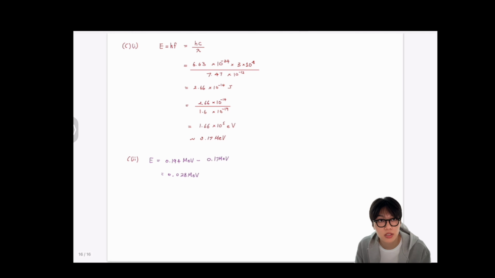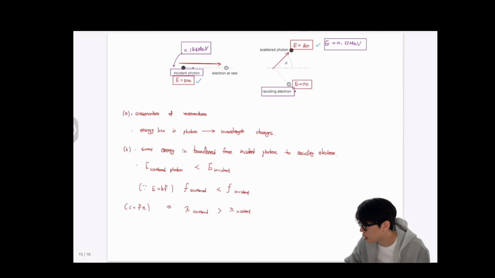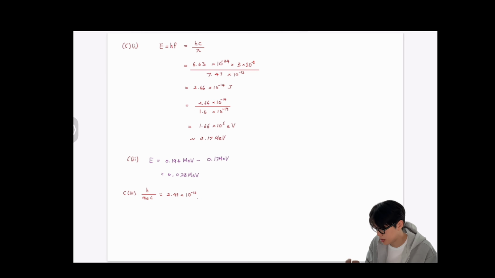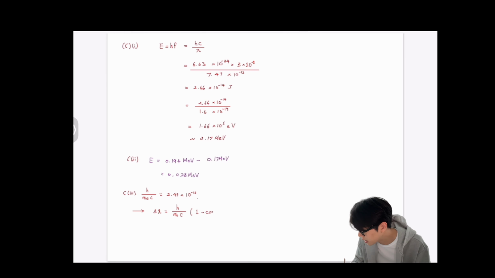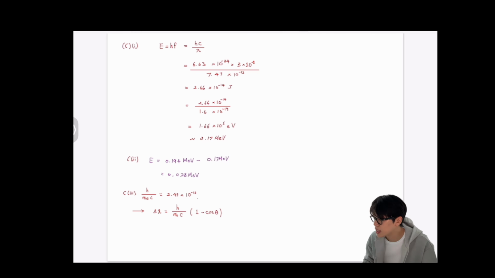Okay, lastly, we have question C3. They say for electron, h over m_e c is given as 2.43 times 10 to the negative 12. So that is given. They say determine the theta. Okay, they want to calculate the theta, which is this one here. So every time they ask for the angle, we have to think about this equation, which is given in the formula booklet. So that's delta lambda, the change in wavelength, is equal to h over m_e c times (1 minus cosine theta). Again, this equation is given in the formula booklet, okay?